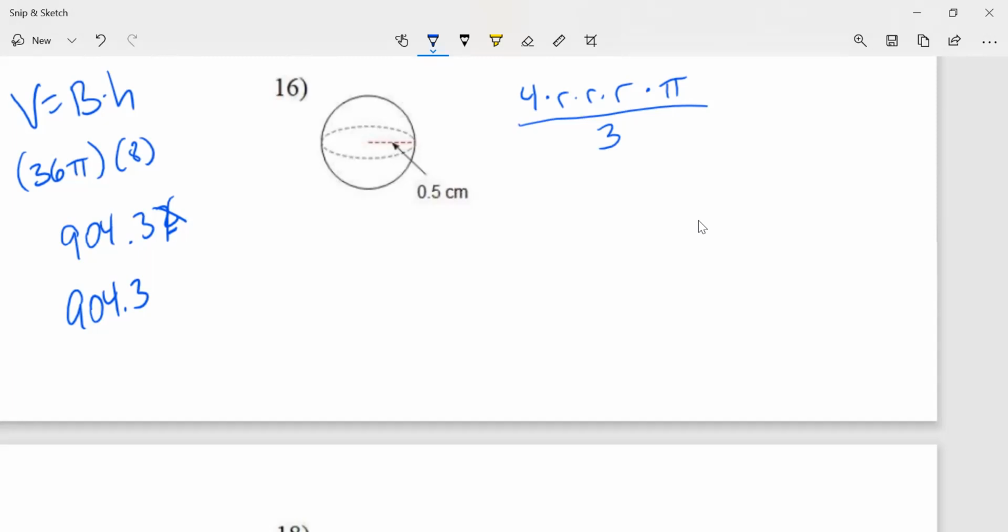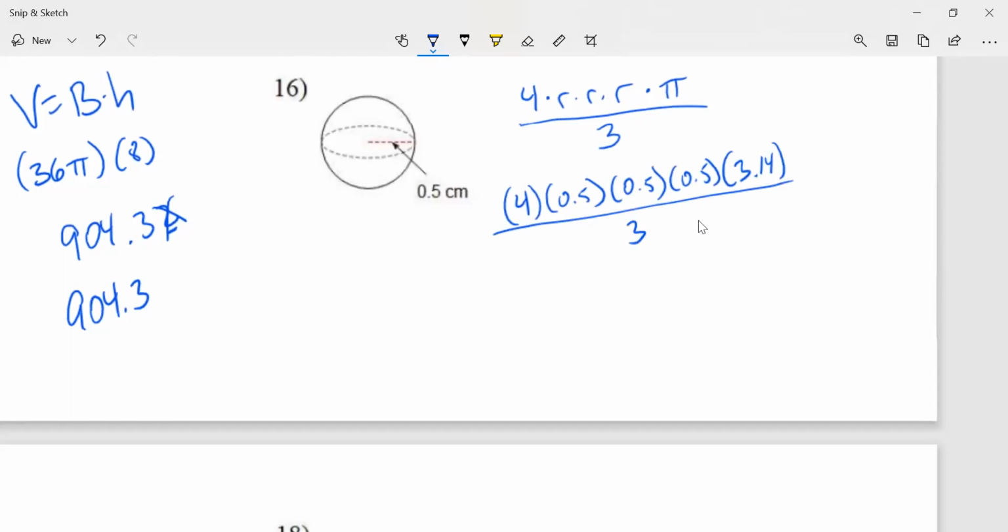So in this case, let me go 4 times 0.5 times 0.5 times 0.5 times 3.14, all of this divided by 3. Okay. So I'm using my calculator. According to my calculator, I get 0.52. Okay, my second decimal place is too small, so my answer will be 0.5.